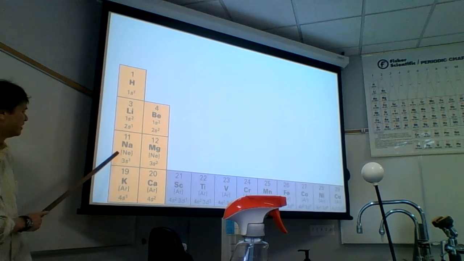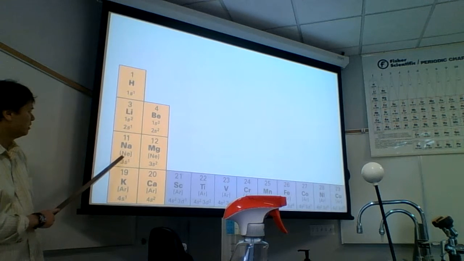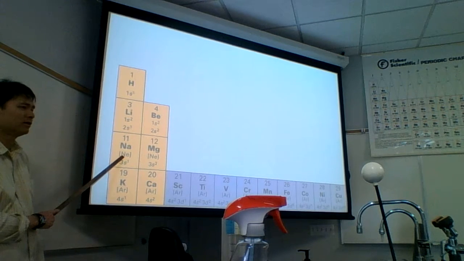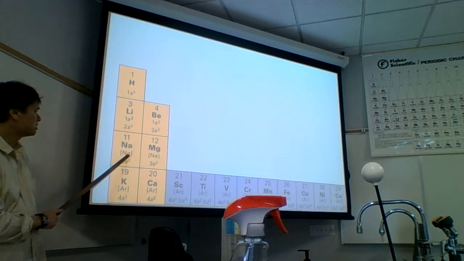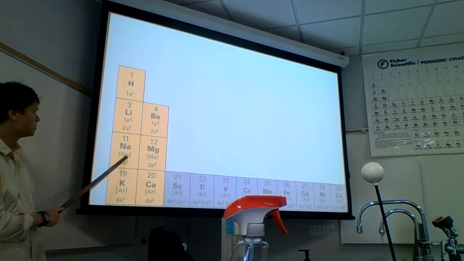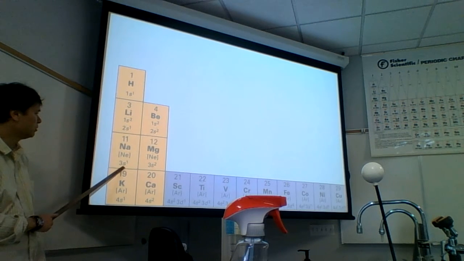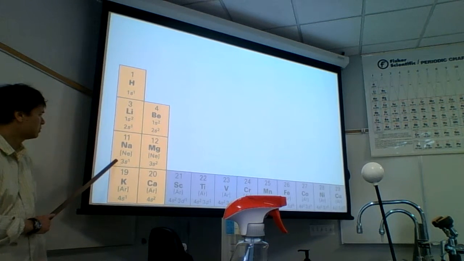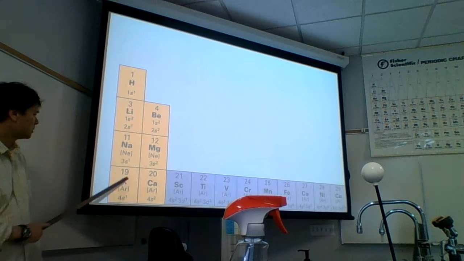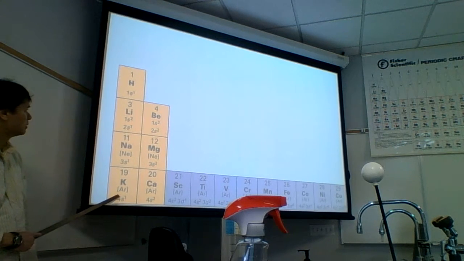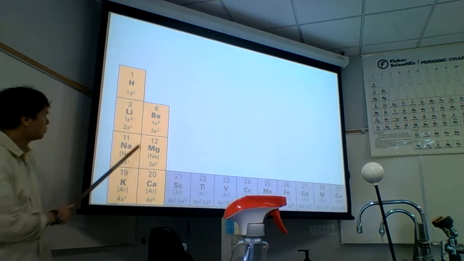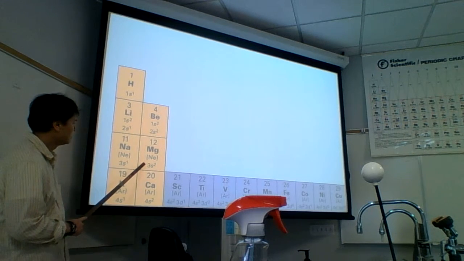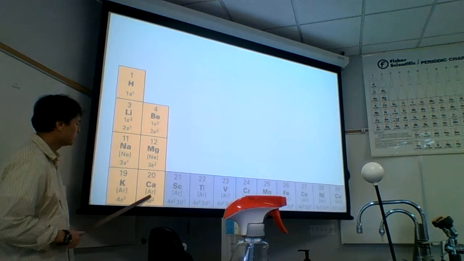If we go to sodium, sodium has the first shell and the second shell completely filled. That's like neon. So it has a neon core, and then the third shell has one electron. It was 3s1. And so how many valence electrons does sodium have? 1. Potassium? 1. Beryllium? 2. Magnesium? 2. Calcium? 2 valence electrons.